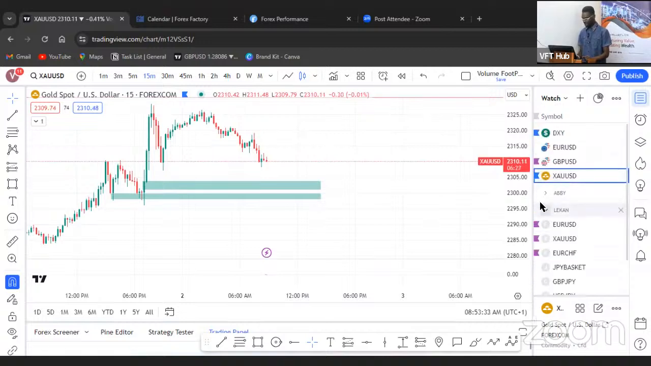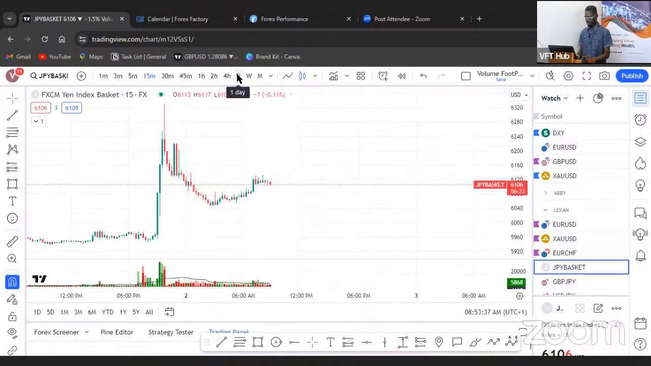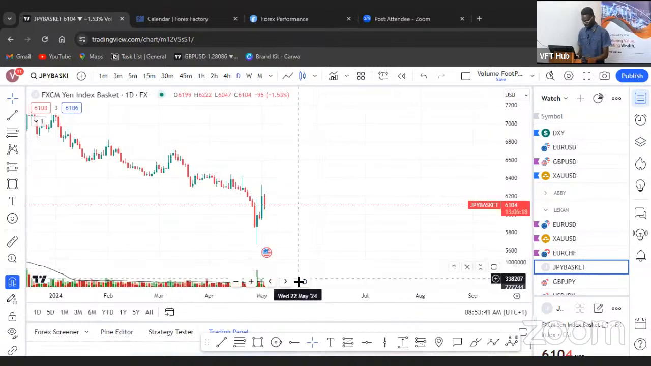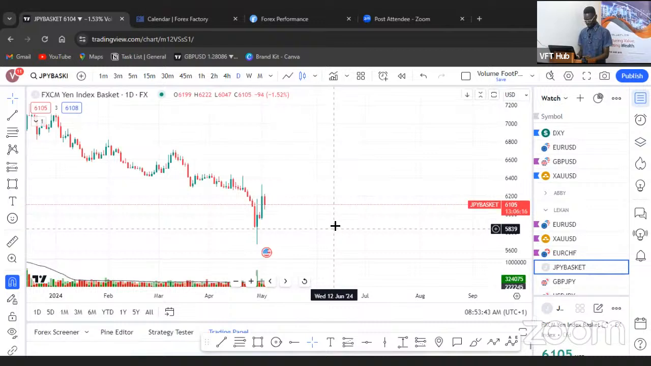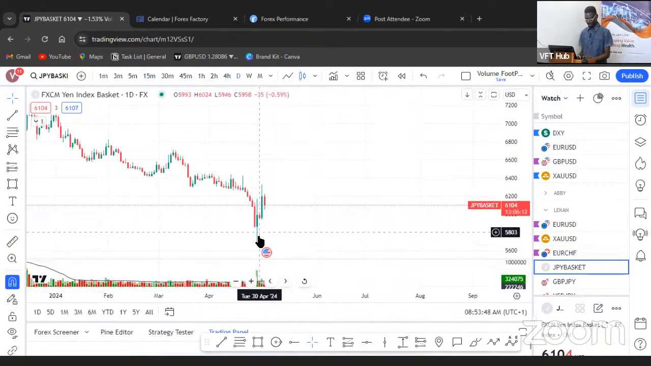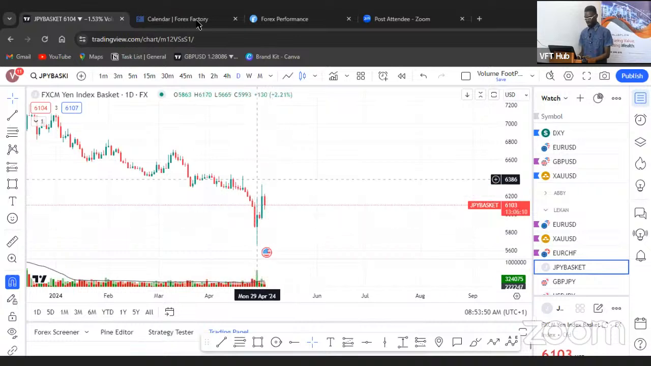For the yen basket, remember, we've been anticipating the yen basket to be bullish, like we need it to buy all the way to the upside. And that is what we are seeing currently for the yen basket, all the way to the upside. This is it on the daily time frame, to the upside.